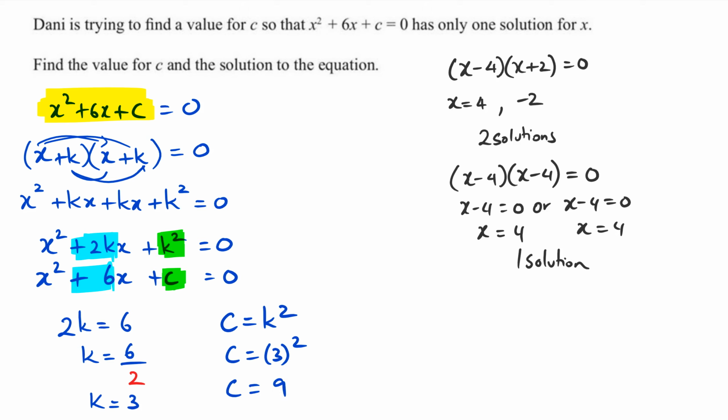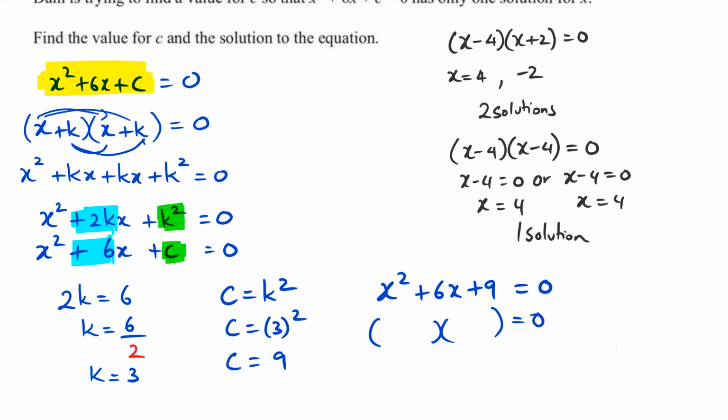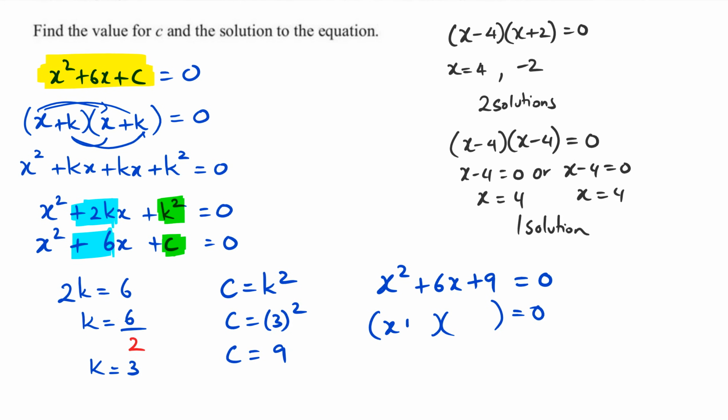So if we have a look at what our quadratic equation looks like, it looks like this: x squared plus 6x plus 9 equals 0. Now we can factorize this quadratic into two factors, and in this case it's going to be x plus 3 and x plus 3, because that's what we figured out k was going to be. Remember, this 3 is what k is equal to, and that's what we originally started with right at the start of this question.